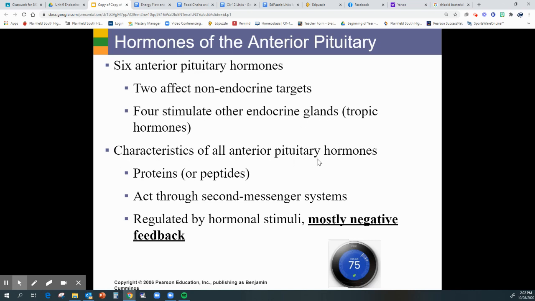The characteristics of all of the anterior pituitary hormones: they are primarily protein-based or peptide-based. They all act through secondary messenger systems. So they're going to attach themselves to those cells and then cause those cells to produce what they're supposed to be producing. And they're all primarily regulated by hormonal stimulation. So they're mostly negative feedback systems, looking for those specific hormones from the hypothalamus to cause them to go.